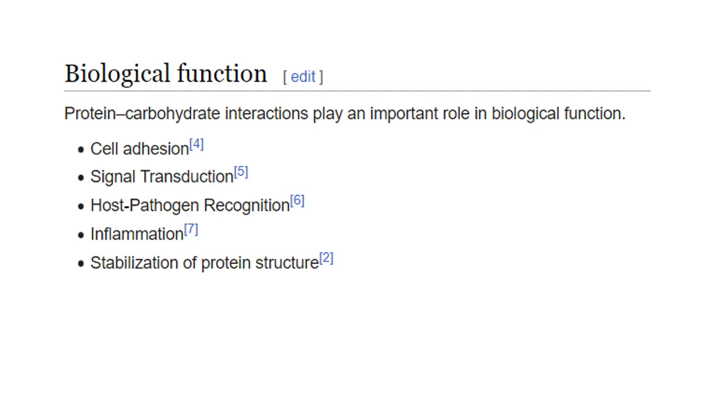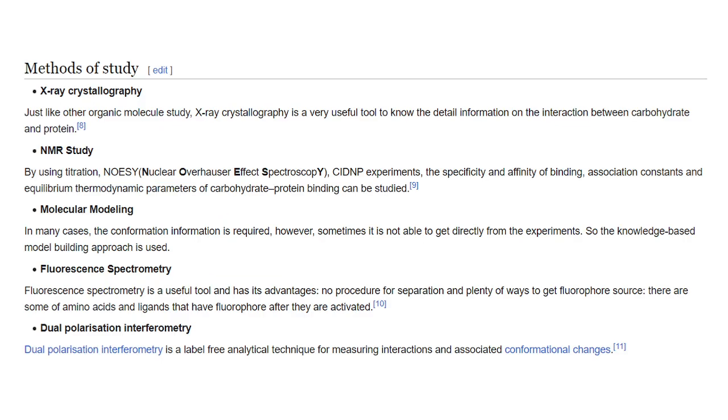Now there are different functions of protein carbohydrate interactions. They play different roles in cell adhesion, signal transduction, host pathogen recognition, stabilization of the protein structure, and inflammation. We have different methods for studying these protein carbohydrate interactions, one of which is X-ray crystallography, to understand the detailed information about the interface of this protein and the carbohydrate, and the interaction between these two macromolecules.